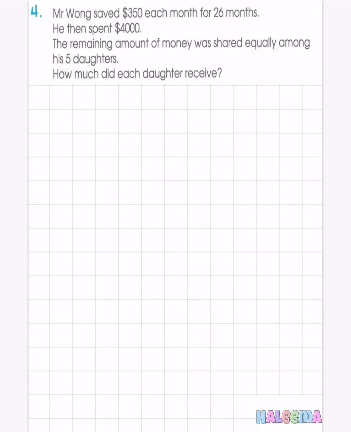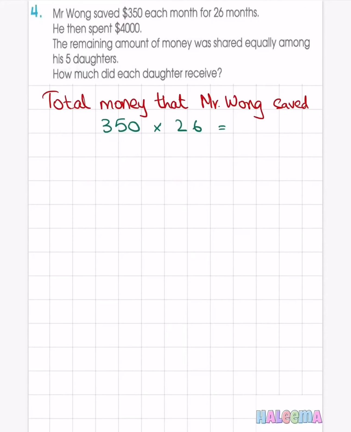Let's have a look. Let's start solving. Remember, firstly, we're going to see how much did he save in total, right? When you multiply 350 by 26, your answer is $9,100. If you've seen my quick multiplication tricks, you'll know how to multiply quickly and mentally. All right? Moving on to our next step, which says that he spent $4,000, right?